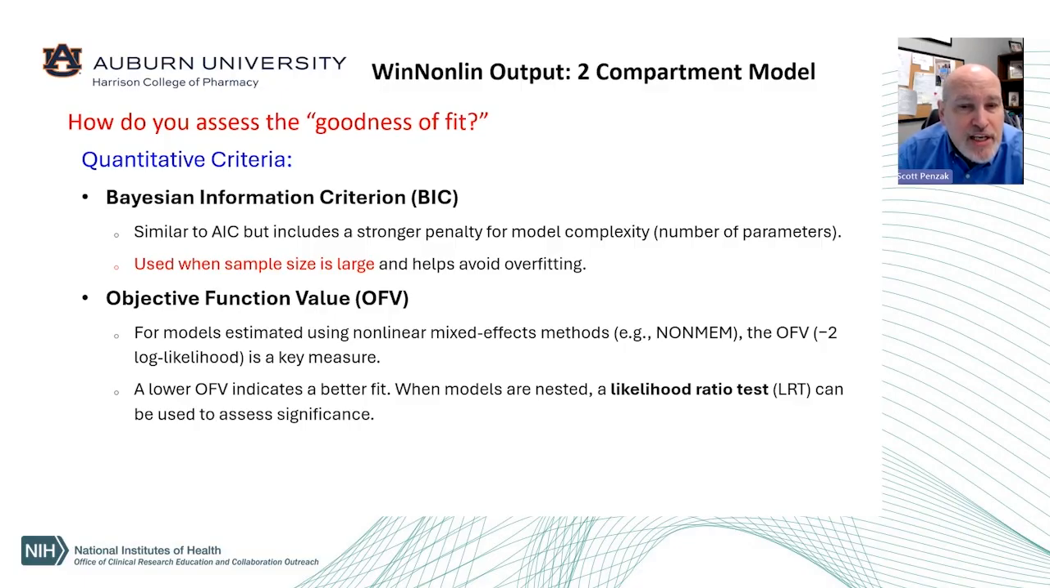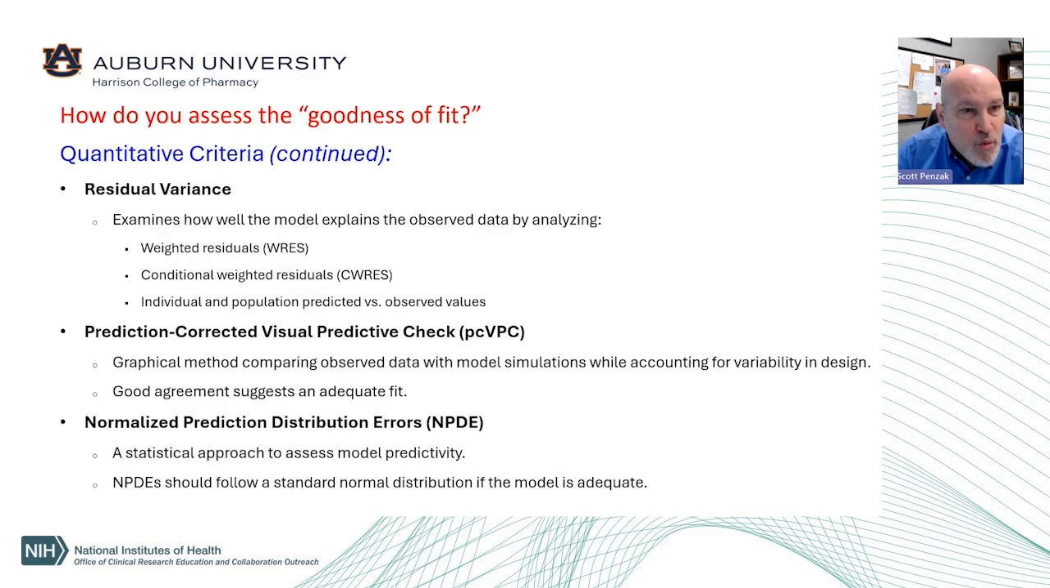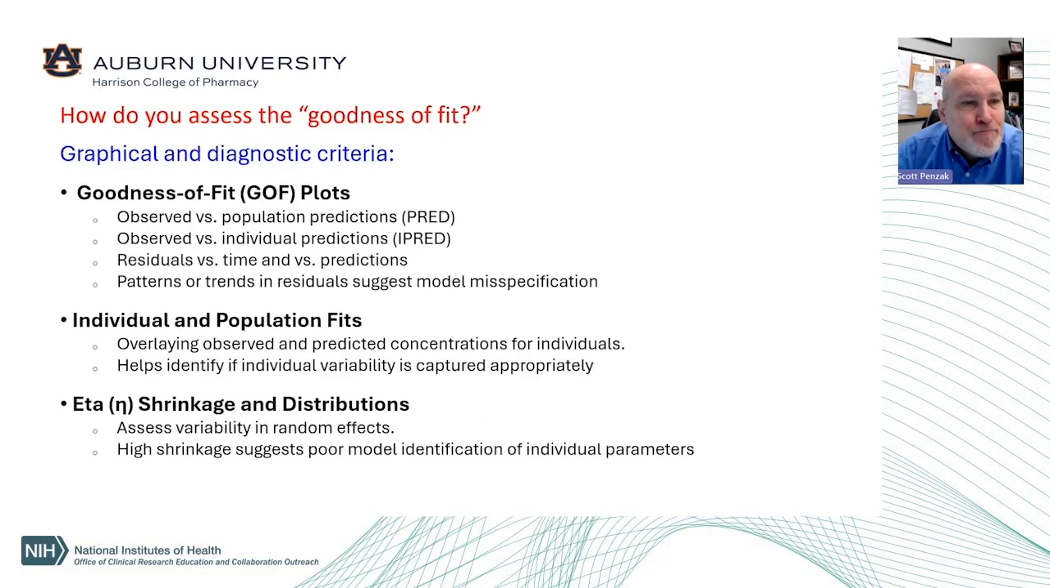So it starts getting into a lot of complexities that really go beyond the scope of what I wanted to get into today. You've also got more quantitative criteria, something called residual variance, the visual predictive check, the normalized prediction distribution of errors, also goodness of fit plots, which we talked about already, individual and population fits, shrinkage distributions.